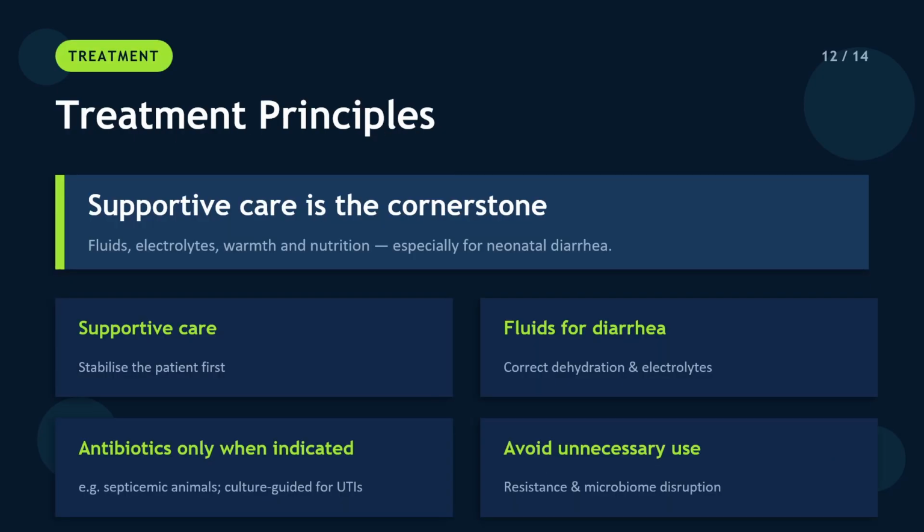Treatment depends on the disease. For neonatal diarrhea, supportive care is the cornerstone. Fluids, electrolytes, warmth, and nutrition. Antibiotics may be indicated in septicemic animals, but routine use can worsen resistance and disrupt the microbiome. For UTIs, culture-guided therapy is essential.